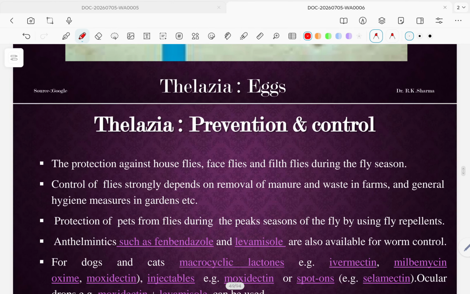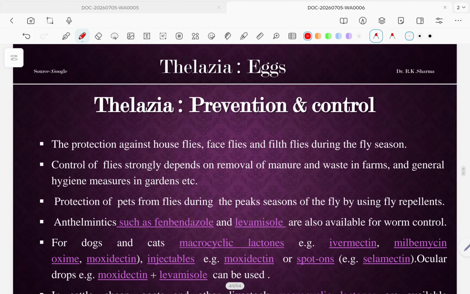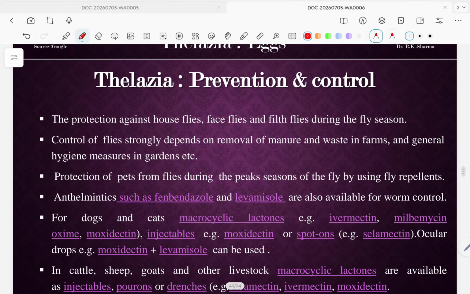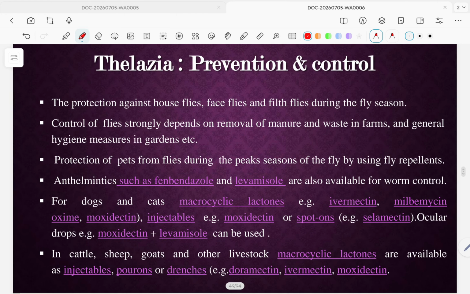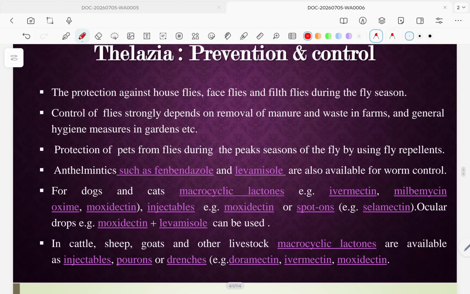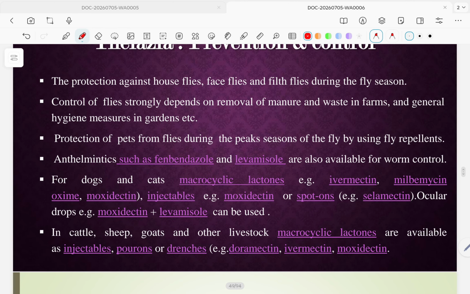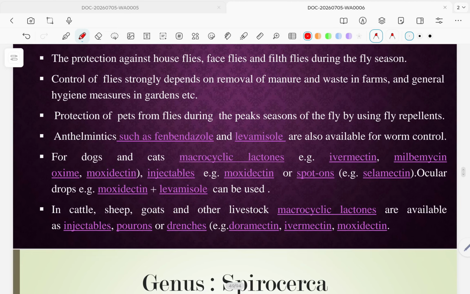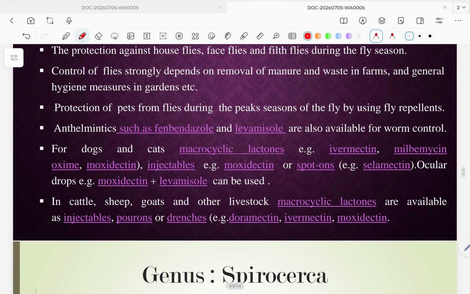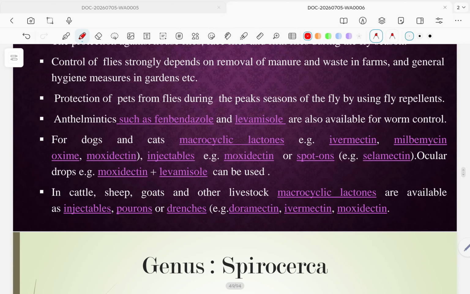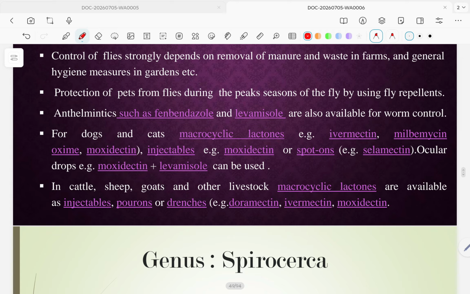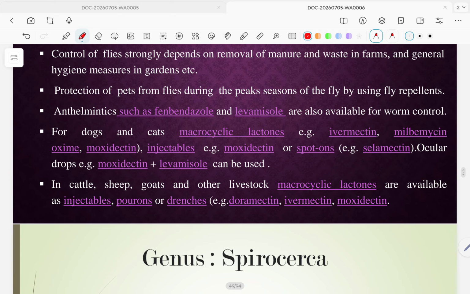Thelazia prevention and control. Protection against housefly, face fly and filth fly during the fly season. Control of flies depends on removal of manure and waste in the farm and general hygiene measures in gardens and so on. Protection of pets from flies during the peak season by using fly repellent. Anthelmintics such as fenbendazole and levamisole are also available for worm control.